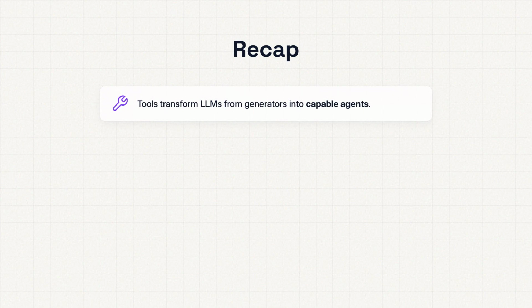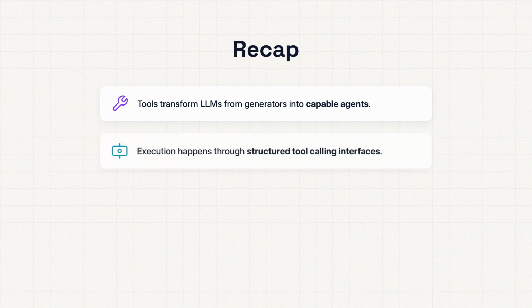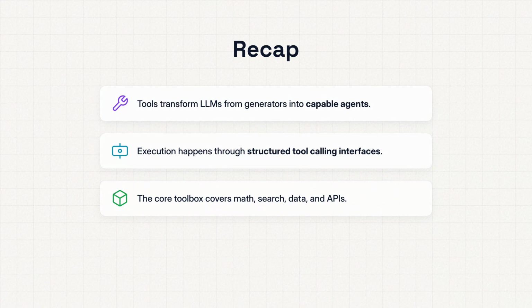So yes, let's bring it all together. Tools are what transform an LLM from a smart conversationalist into a capable agent. Without them, the model is stuck in a sealed room with only its training data. With them, it can take real-world action. The mechanism is elegant. Tool calling uses structured interfaces. The LLM describes what it wants to do in a defined format, the runtime executes it, and the result flows back. And the core toolbox, calculators, web search, databases, and APIs, covers an enormous range of tasks.